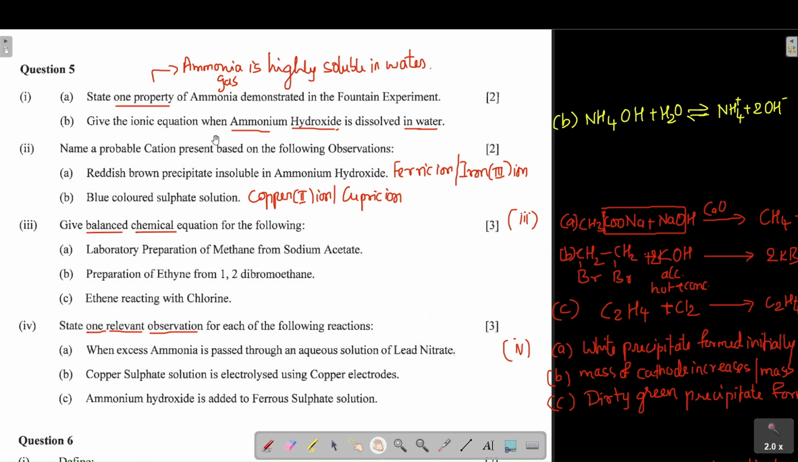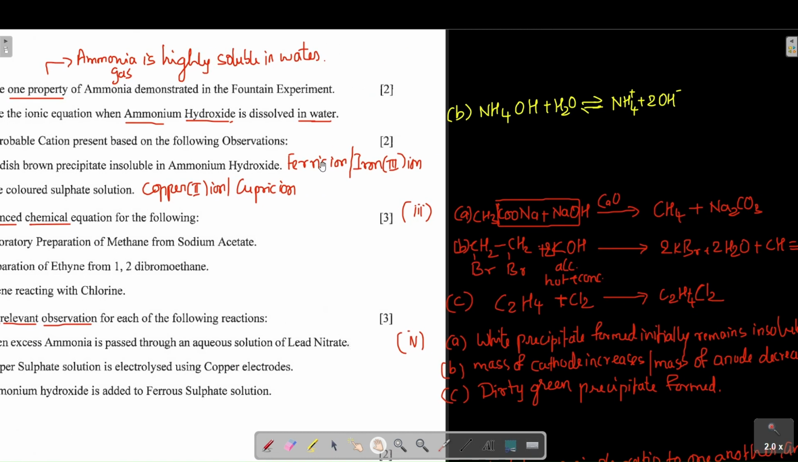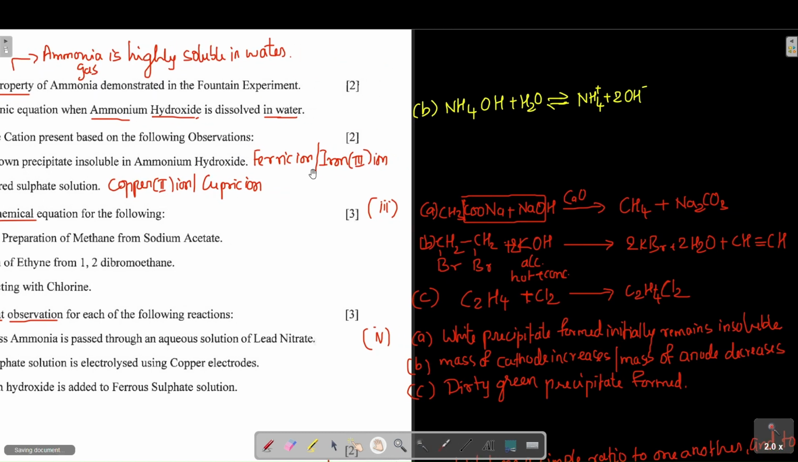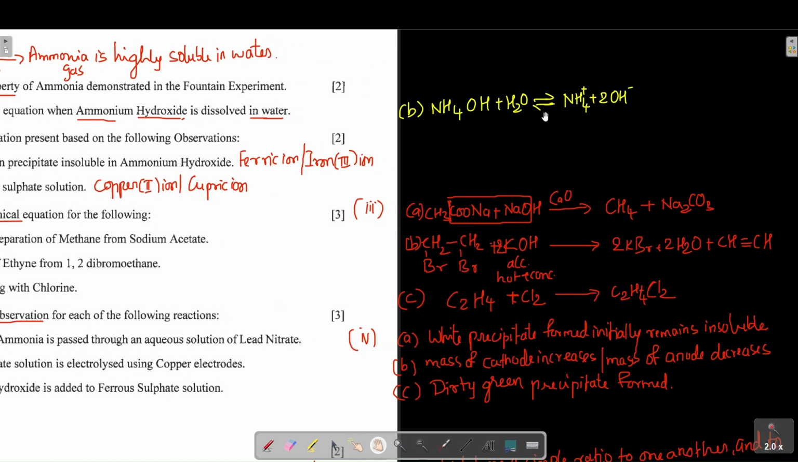Give the ionic equation when ammonium hydroxide is dissolved in water. See, they are asking you ammonium hydroxide in water. So ammonium hydroxide is a weak electrolyte. So you have to write the reversible reaction mark. NH4OH plus H2O reversible, NH4 plus and OH minus.